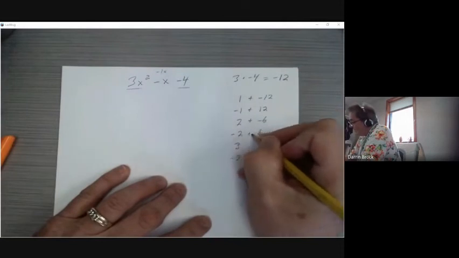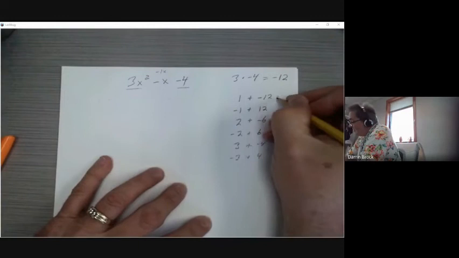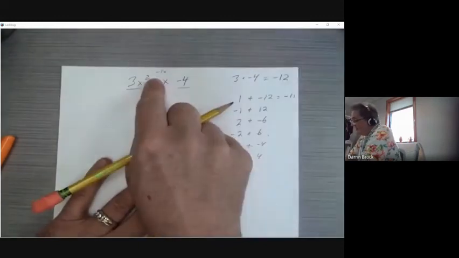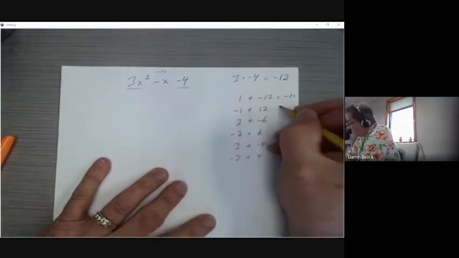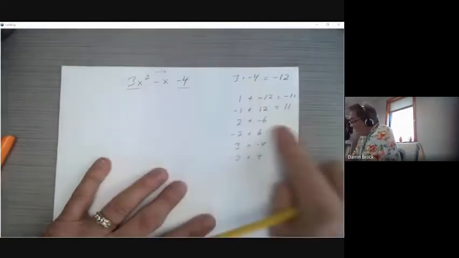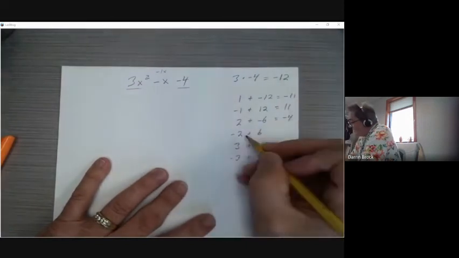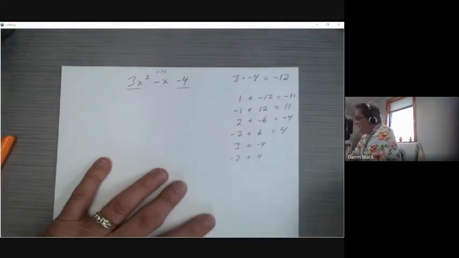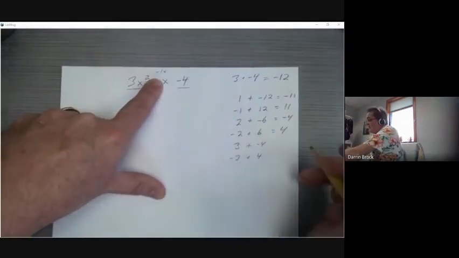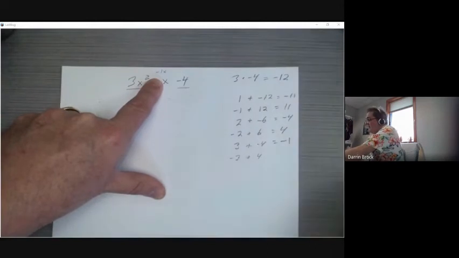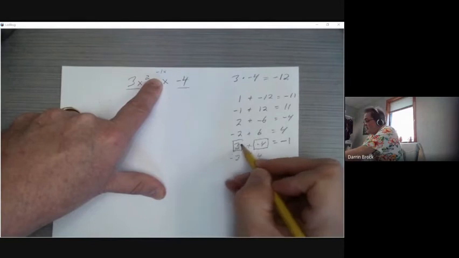Now I'm going to add these together. What's 1 plus a negative 12? Negative 11. I'm looking for a negative 1. That's not it. Negative 1 plus 12, positive 11. That's not it. 2 plus negative 6, negative 4. Negative 2 plus 6, positive 4. Still haven't found that. 3 plus negative 4, negative 1. That's the one I want. I want the 3 and the negative 4.